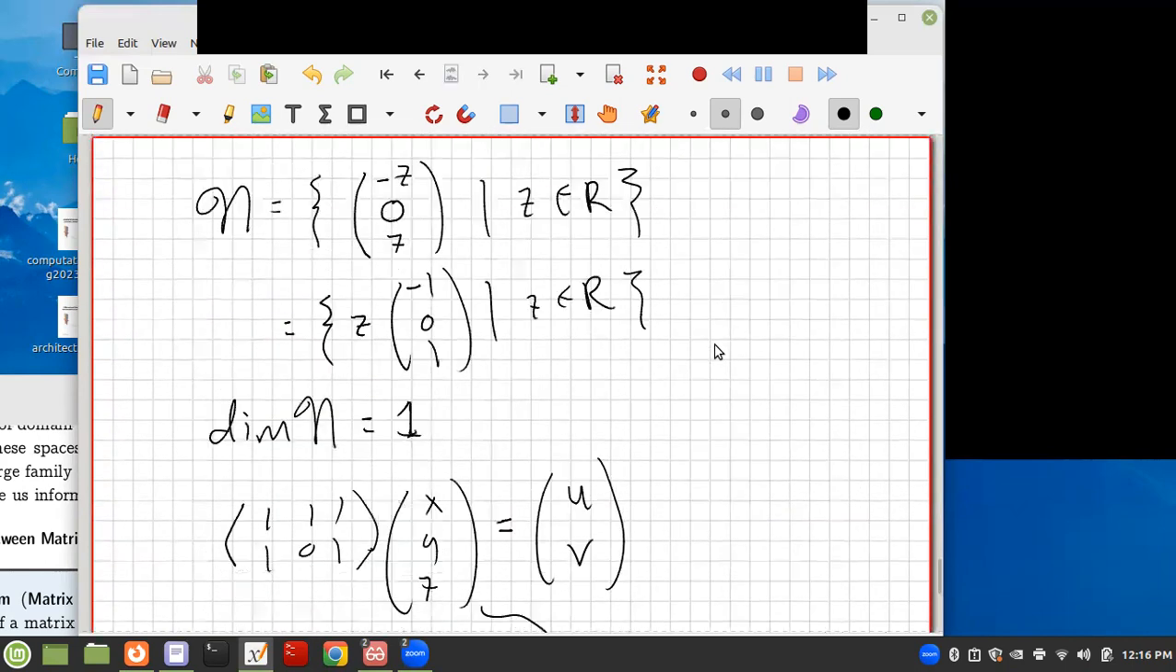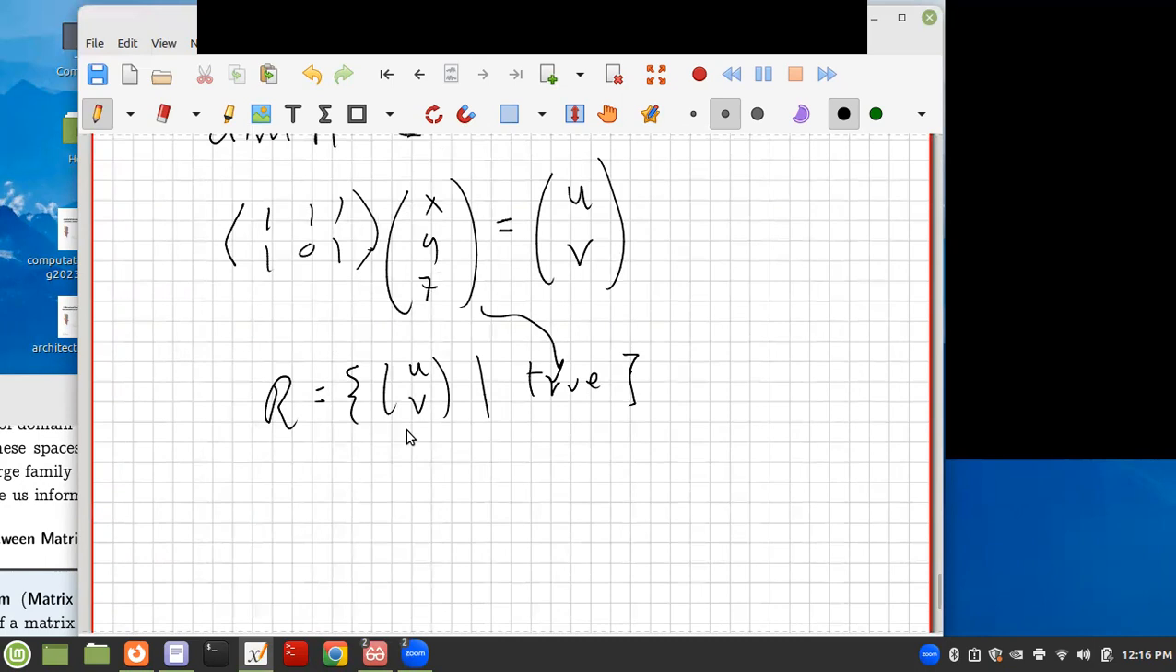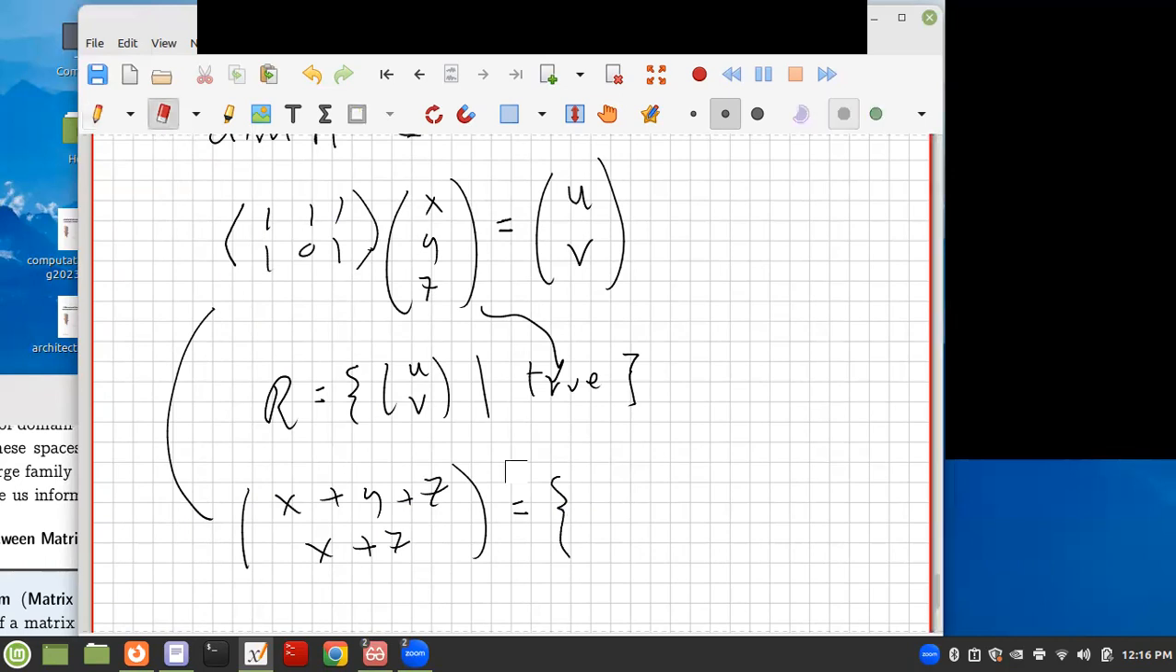So that's what this is saying. What we do is we multiply this out, right? If we multiply this out, we get 1 1 1 times X, Y, Z, which gives X plus Y plus Z and X plus 0, Y plus Z, X plus Z equals the U and the V. And so we want the U and the V for all of these things.